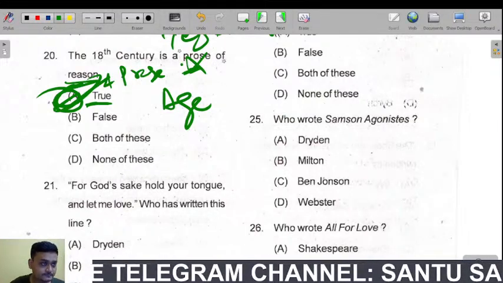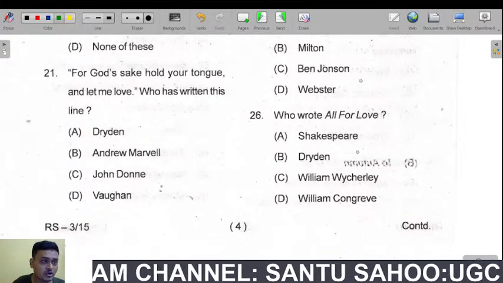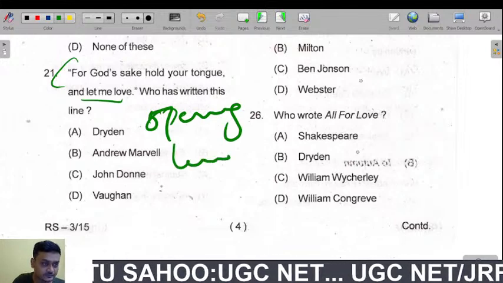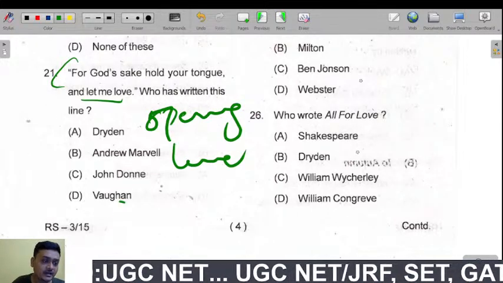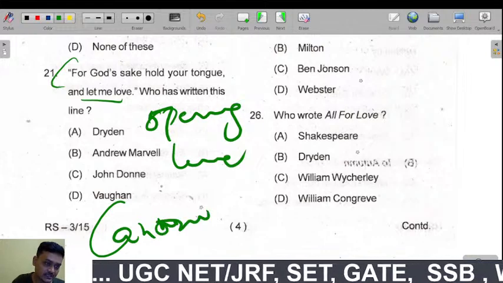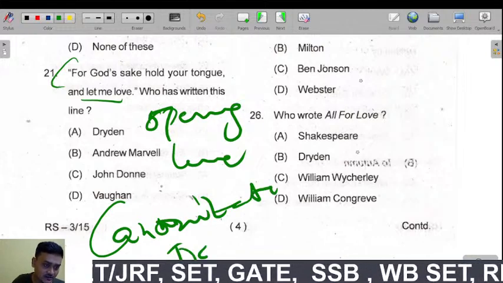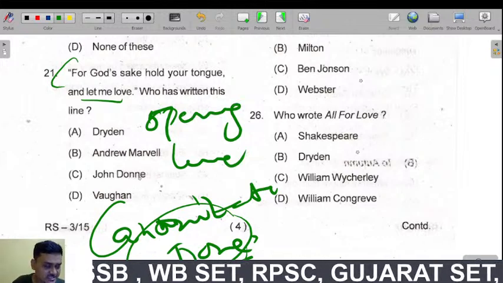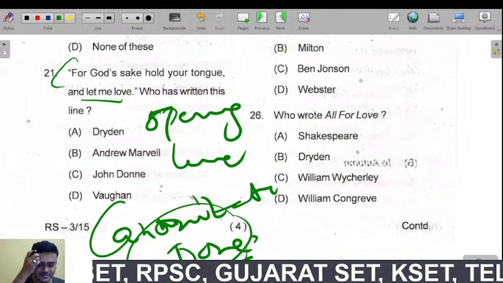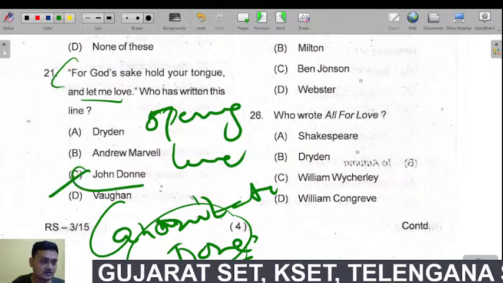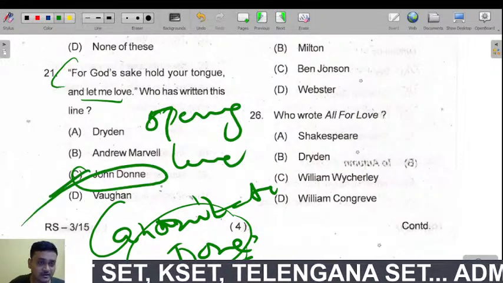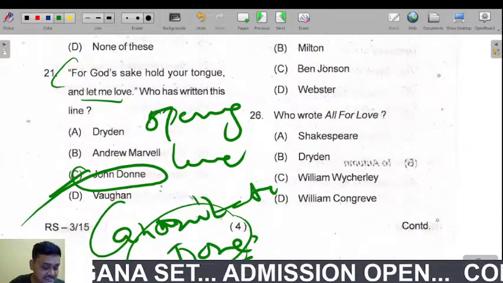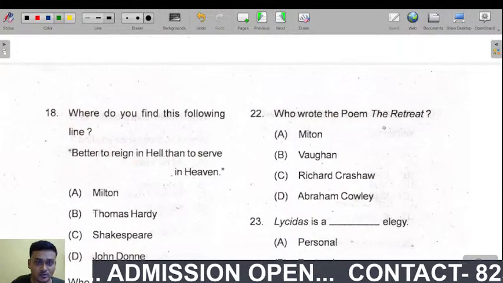Question 21. For God's sake, hold your tongue, let me laugh. These are the opening lines of The Canonization by John Donne, and here we also find the image of the phoenix myth. John Donne, the metaphysical poet, wrote The Canonization. 21c.